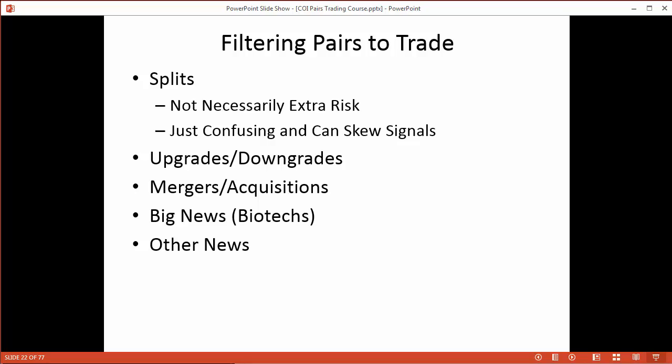However, if your risk tolerance dictates, certainly you could check the news on a particular stock before you do a trade, and if you see an upgrade or downgrade within the day or so, maybe it might be worth avoiding.